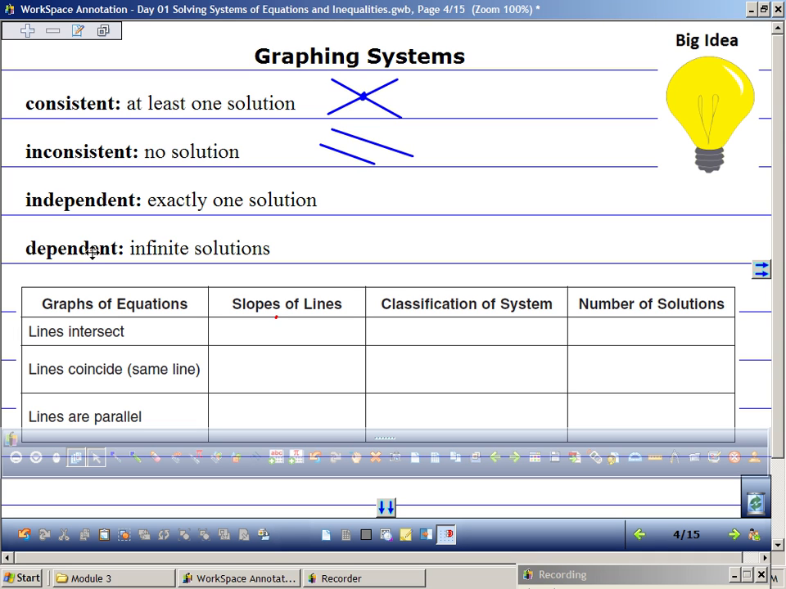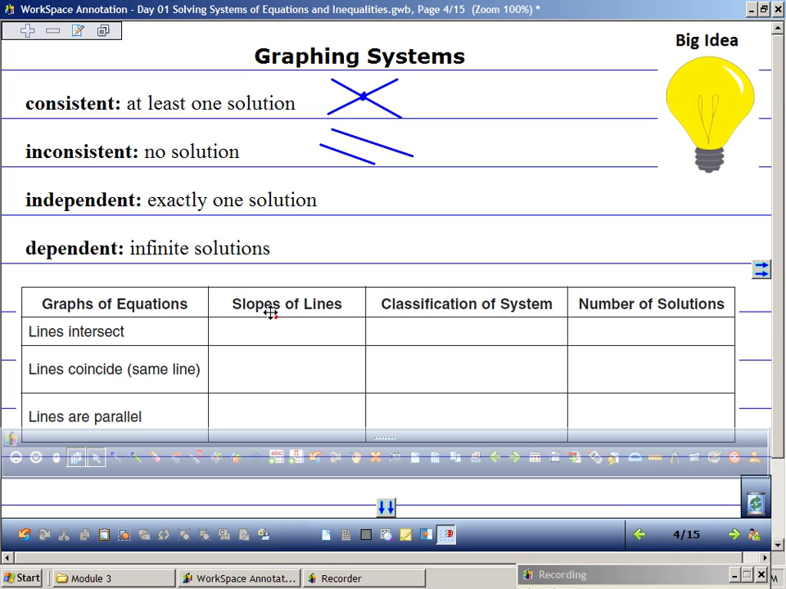So intersecting lines could be consistent and independent? Perfect. Said perfectly. Intersecting lines would be consistent and independent. Both. Has both traits. Because saying consistent doesn't tell me that it's intersecting at one place. Because isn't a dependent solution also consistent? If it's the same line, isn't it still consistent? It has at least one solution. It has infinitely many solutions.